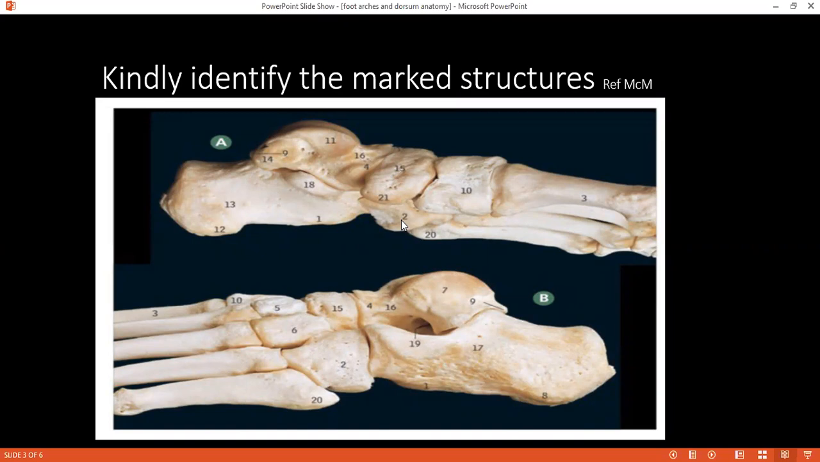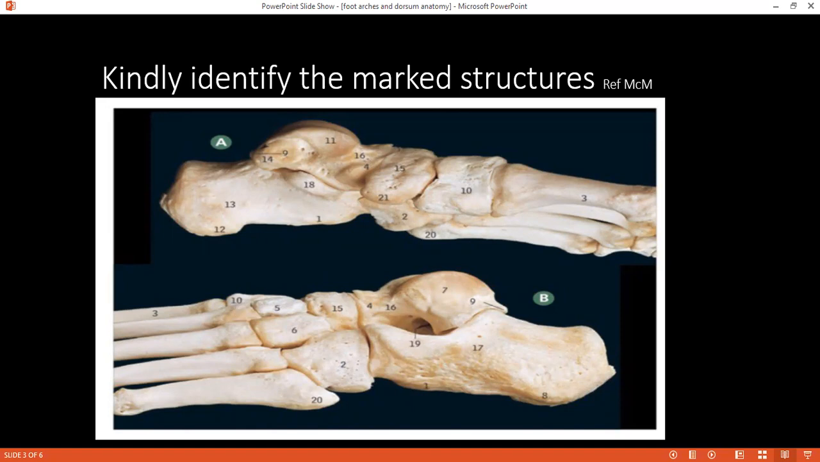Okay, right. If you can move on to image B, identify 19 over here. 19 is the sinus tarsi. Very good. Identify 20 over here. 20 is the tuberosity of the fifth metatarsal, the base of the fifth. Good. Identify number 10. Number 10 is the medial cuneiform.